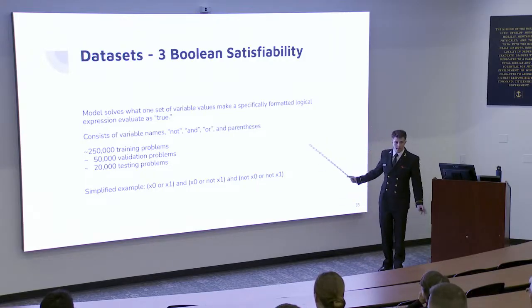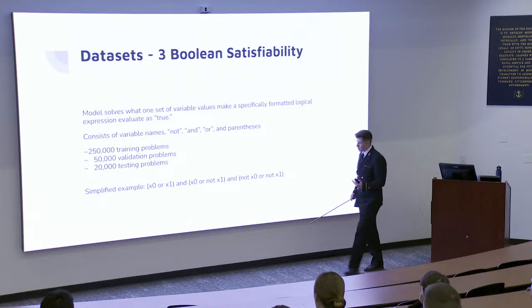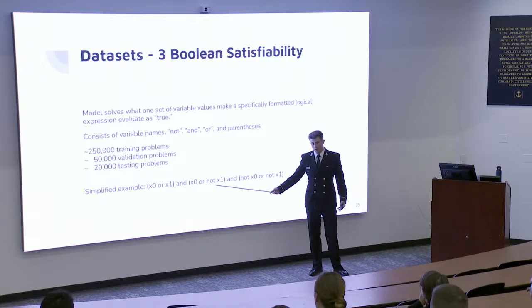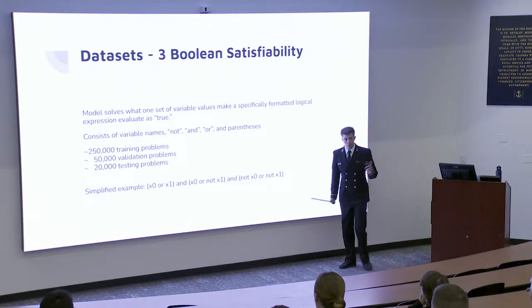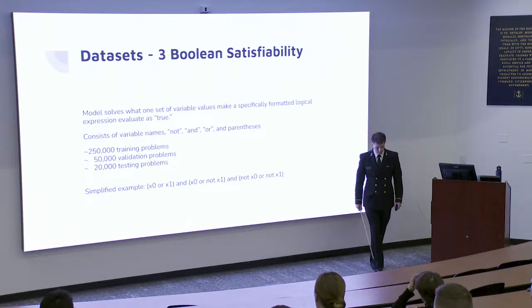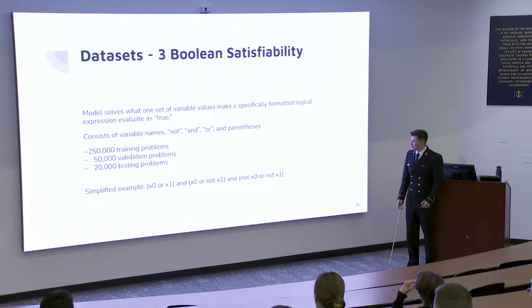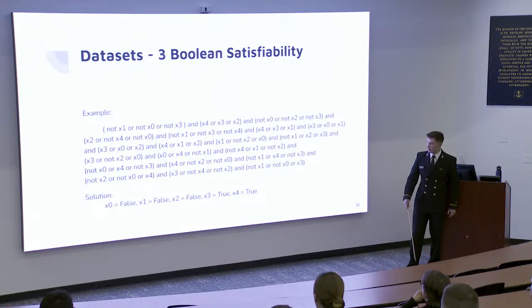Now, a simplified example of 2 Boolean satisfiability is shown here for your context. So the model would have to determine what value of x0 and x1 makes this equation evaluate as true. And there's only one solution for this, where x0 is true and x1 is false. And this is what a real example from the data set looks like. Significantly more complicated and less intuitive.